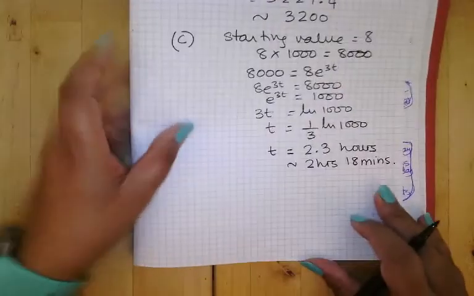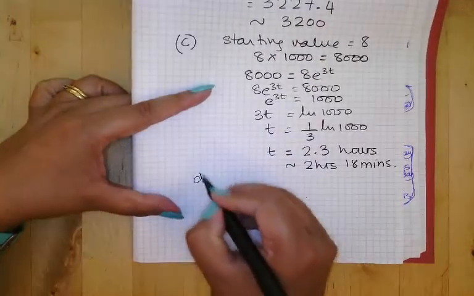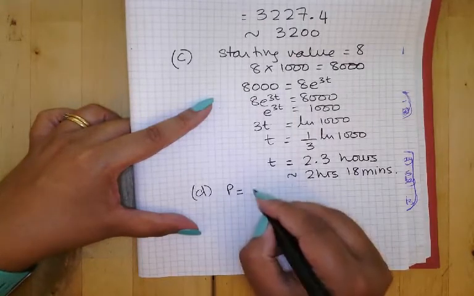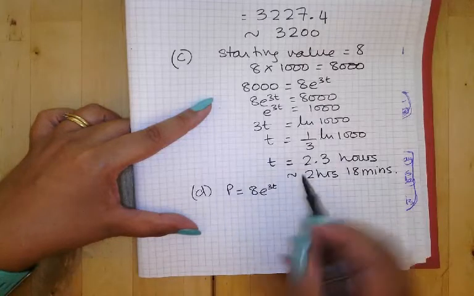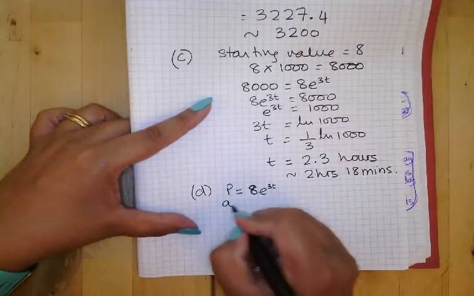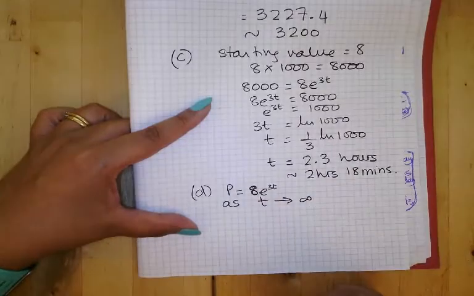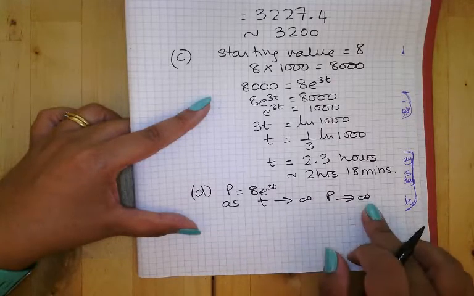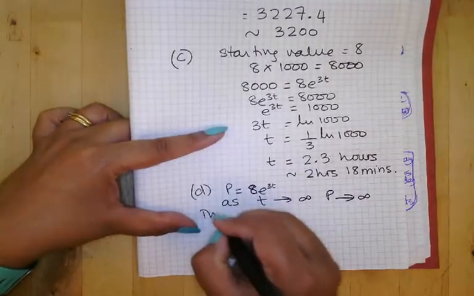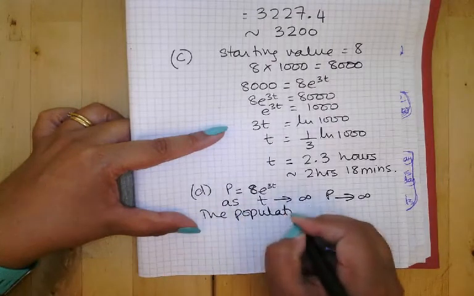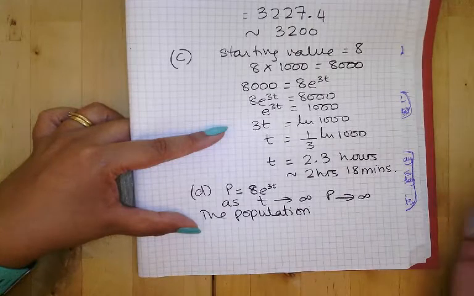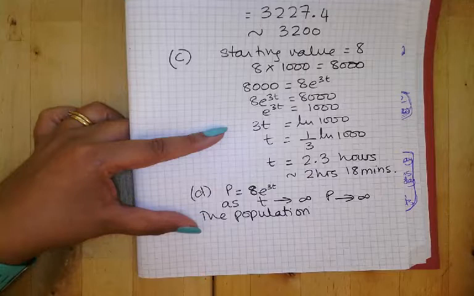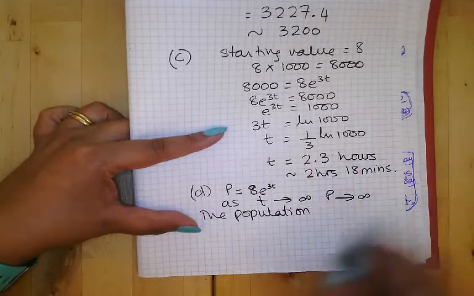Part D says state one limitation of this model for large values of t. So let's look at my model. I've got P equals 8e^(3t), and as t tends to infinity, P will also tend to infinity, and that's actually not realistic, okay, because the population could not increase in size in this way forever, because our limitation will be food, space, and also how the population interacts with each other. So that is actually not sustainable.